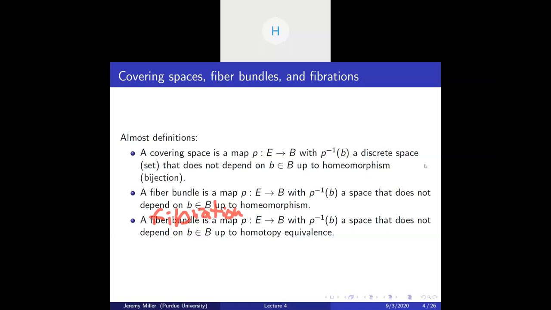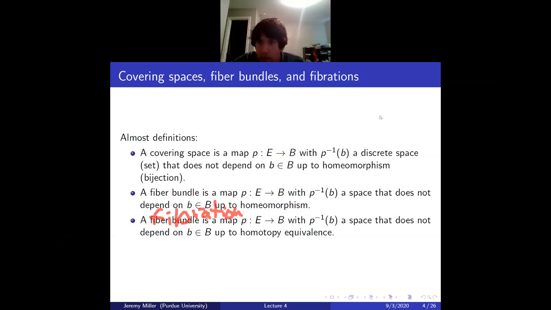There's some tapping somewhere. I don't know if someone's not muted. Hunter, your microphone is on, I think.